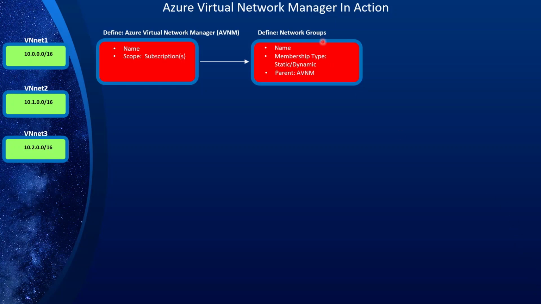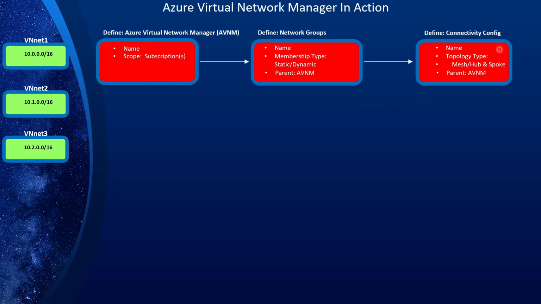And as we specified, the membership could be static, that is, we add VNets manually, or dynamic. Again, we specify a name for it and specify the parent. The parent is the virtual network manager that we specified here. Next, we'll define a connectivity configuration. We select a name for it, and then we specify whether this is a mesh or hub and spoke topology, and again the parent, which is that virtual network manager.